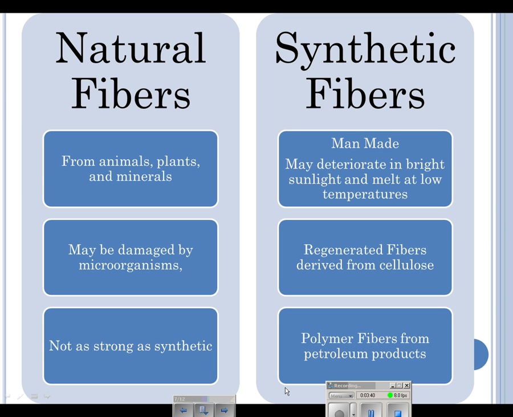And synthetic fibers are man-made fibers, but they may actually deteriorate in bright sunlight and they melt at very low temperatures. So you have to keep synthetic fibers away from heat. They're also called regenerated fibers, and they're derived from cellulose. And polymer, remember, is containing many units, whereas a monomer contains just one. So polymer fibers are from petroleum products. So these would be things like plastics.